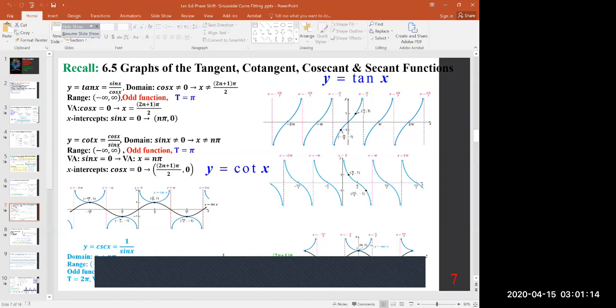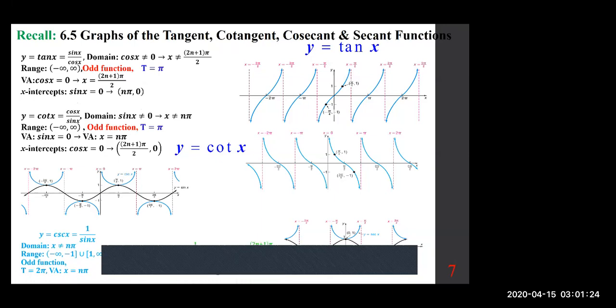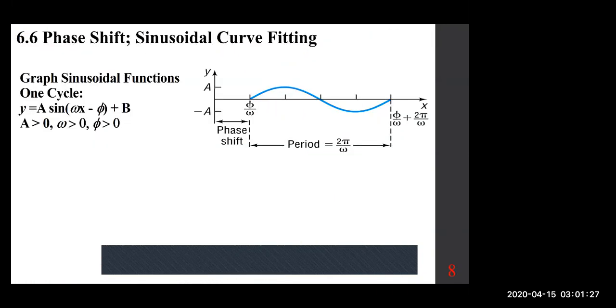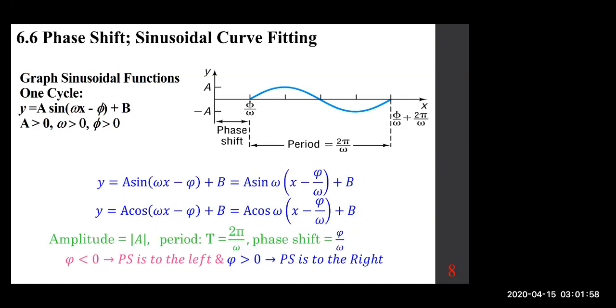Now, in this section, we deal with the phase shift, everybody. Phase shift means moving along the x-axis. So we want to graph sinusoidal functions. We are normally interested in a complete cycle. As long as that one is fine, then we can extend it indefinitely on both sides. So if a function is given as y equals A sine of (omega x minus phi) plus B, where we are assuming all of them, A, omega, and phi, are positive, we can say the following, okay?